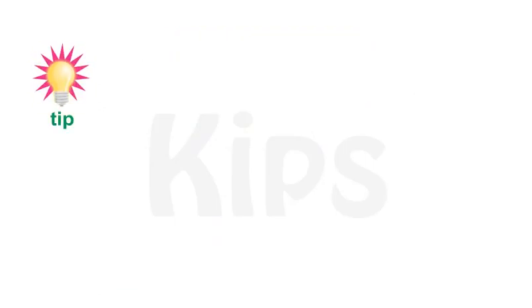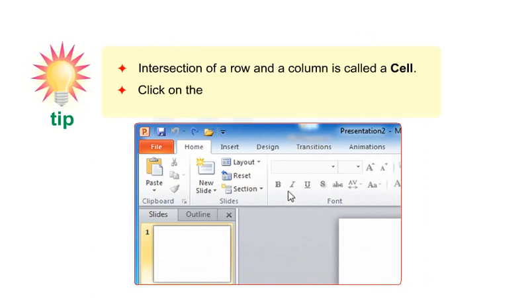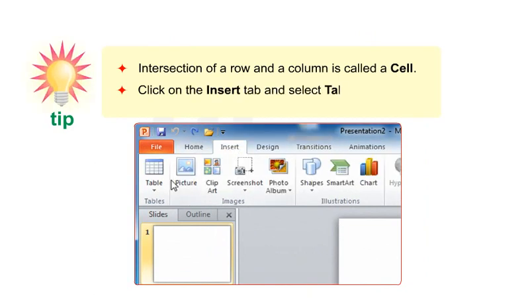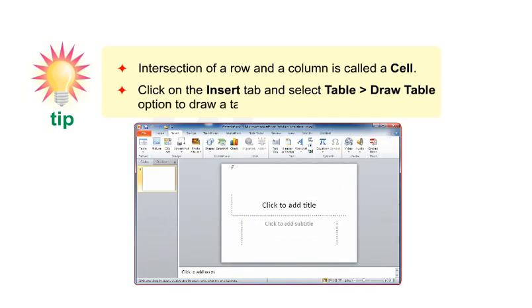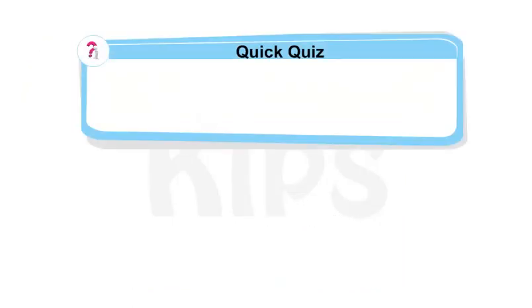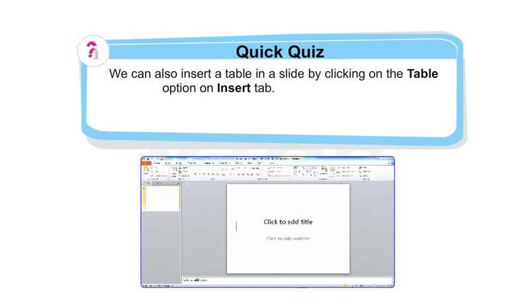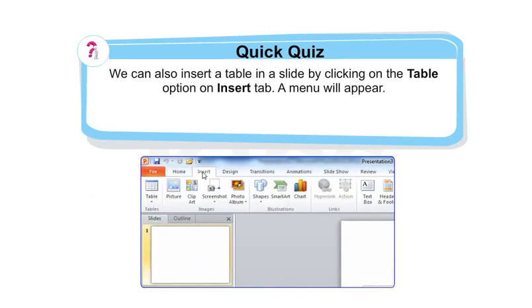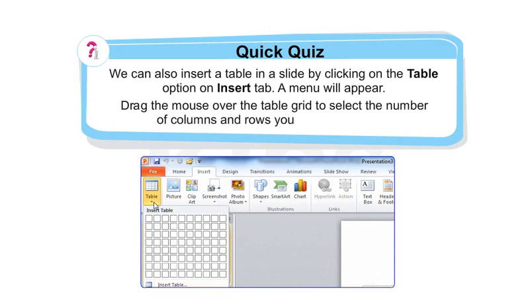Let me share a few useful tips. The intersection of a row and a column is called a cell. Click on the Insert tab and select Table. Then go to the Draw Table option to draw a table. Let us know more. We can insert a table in a slide by clicking on the Table option on the Insert tab. A menu will appear. Drag the mouse over the table grid to select the number of columns and rows you want in the table.